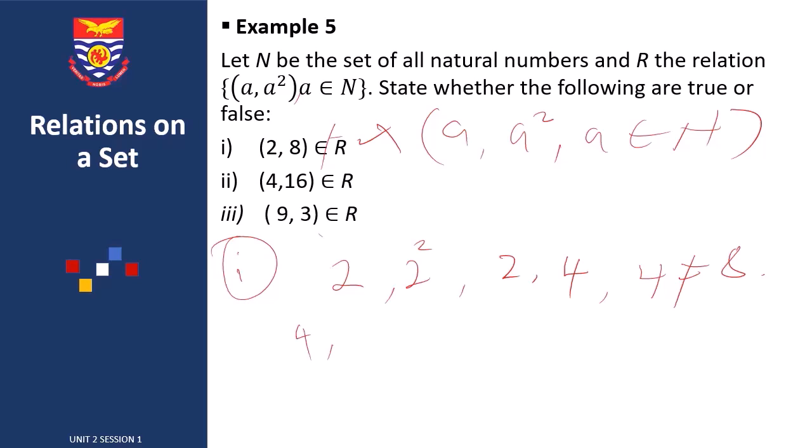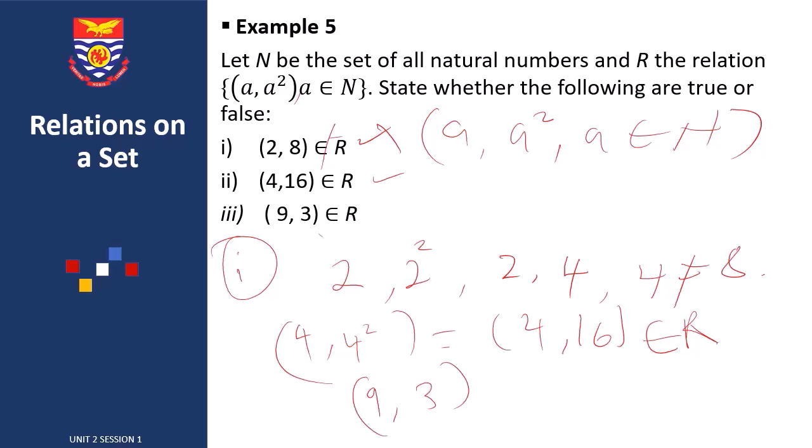So you know that 4 and then 4 squared is the same as (4, 16). In this instance, we say whether or not the following are true or false. So it's a member of R, so we can say that this one is true. The first one is false. And the last one, (9, 3). So let's see. Is 9 squared the same as 3? No. So this one is false. So the first one is false, the second is true, and the third is false. And that is the relation.